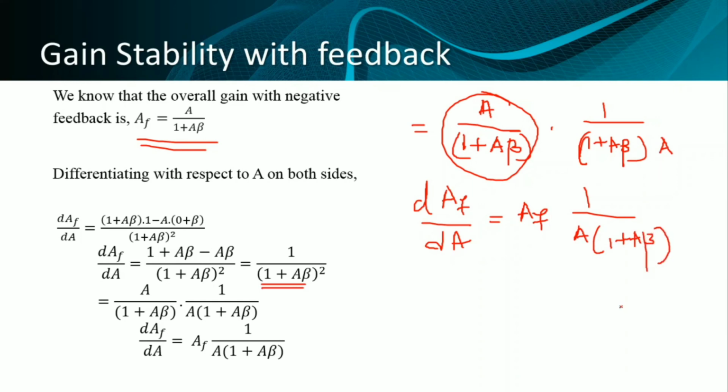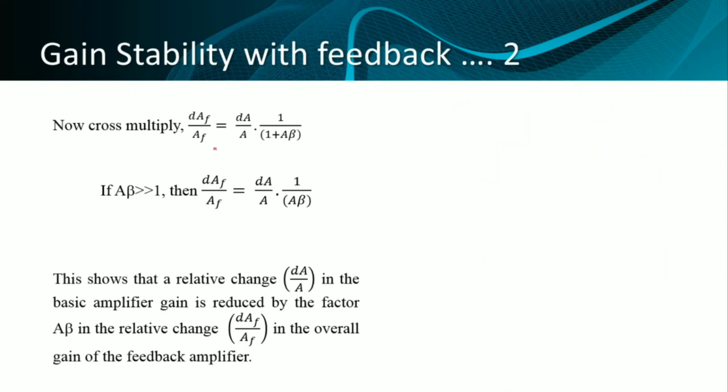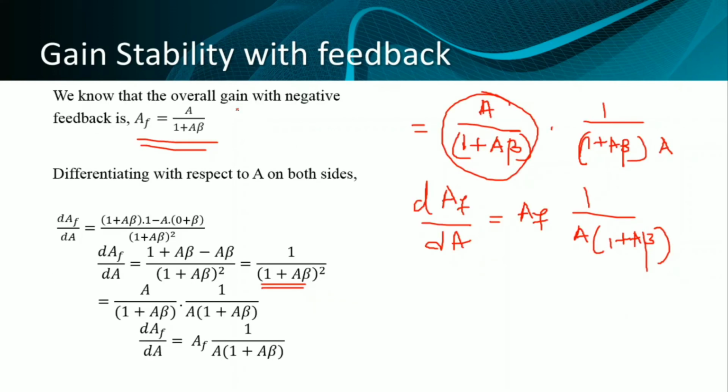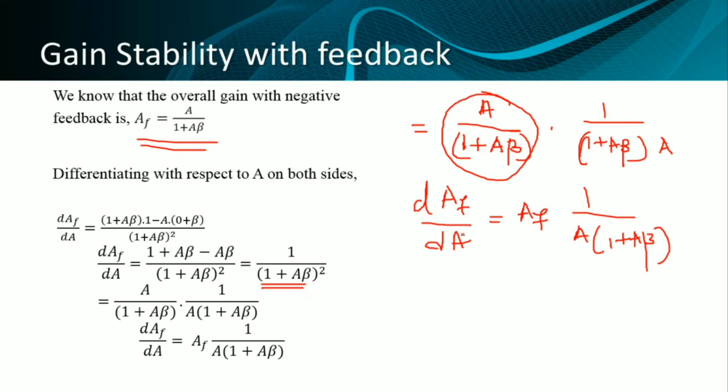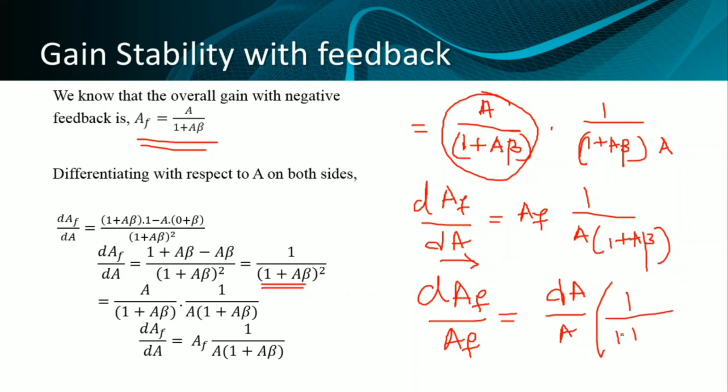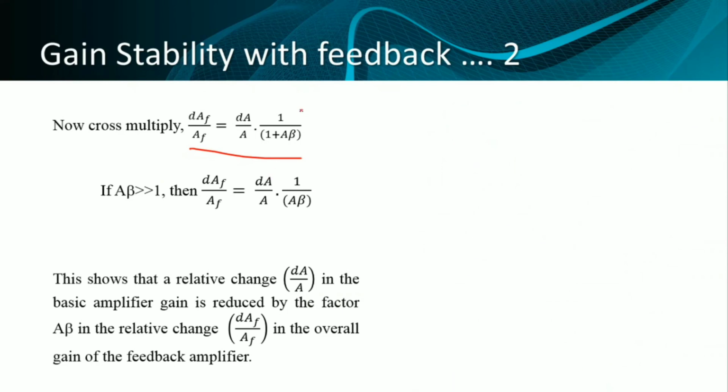Now let us cross multiply these things. The same thing you got here, right? Now if I cross multiply, it becomes dAF divided by AF is equal to, sending this to the right hand side, dA divided by A into 1 by 1 plus A into beta. Now the same expression is written here.